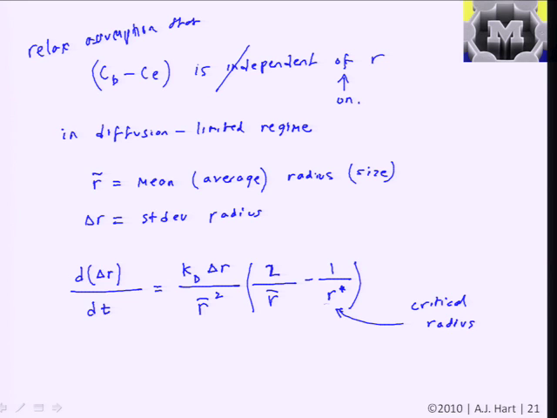Sorry, I didn't mean to cross that out, I just meant to circle it. There we go. And R star is the size that would be in equilibrium at the concentration C sub E.